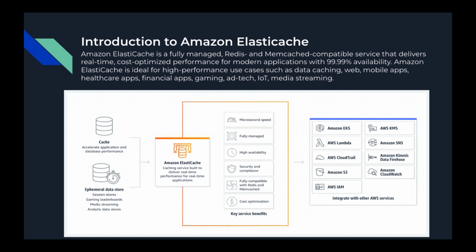Amazon ElastiCache benefits include enhanced security, reliability, and performance when compared with other open source alternatives in this type of database. So let us look into some of the key features of ElastiCache also.